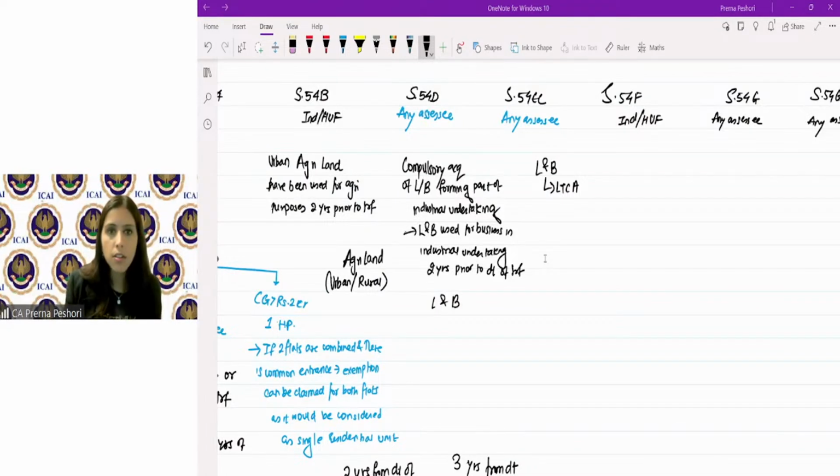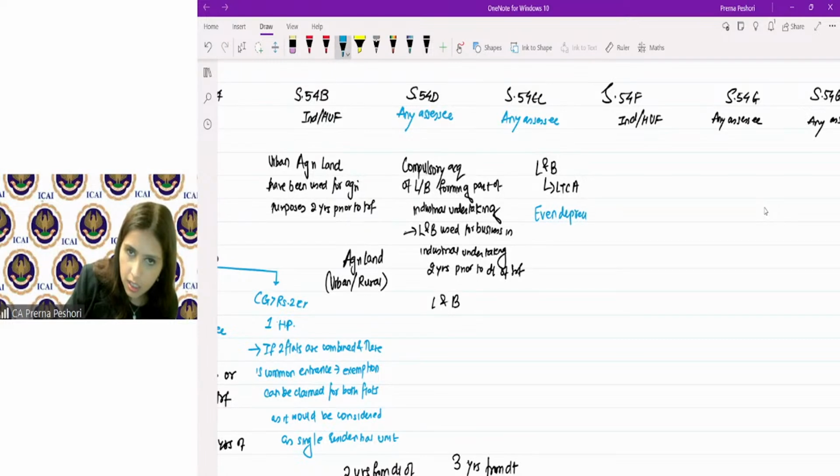Clear? So just write down in the blue ink: 54EC can also be applicable on depreciable assets. Fine.